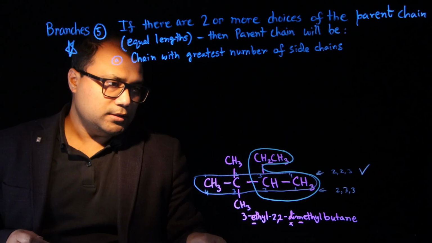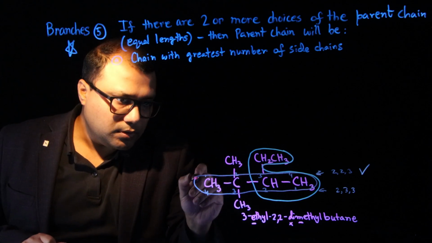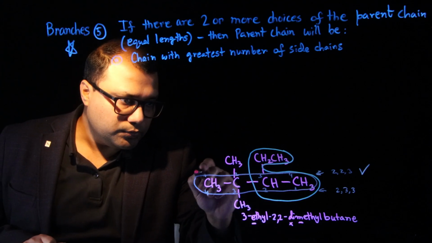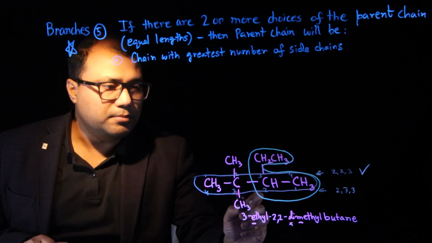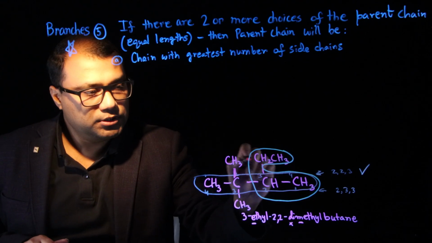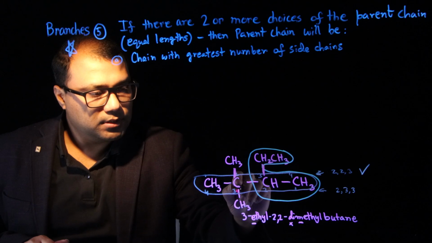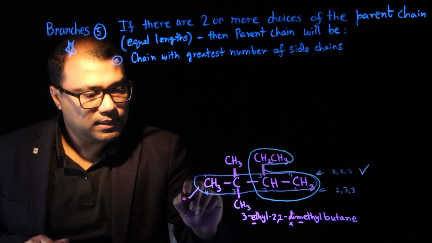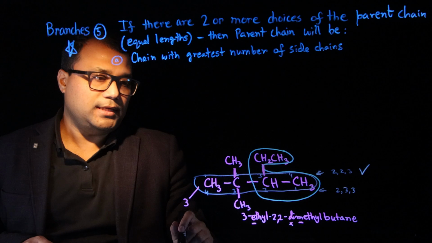Okay, let's look at this one. So on this one, 1, 2, 3, 4. So this chain, how many branches are there? There is one branch, there is two branch, there is three branch. So this one has three side chains.